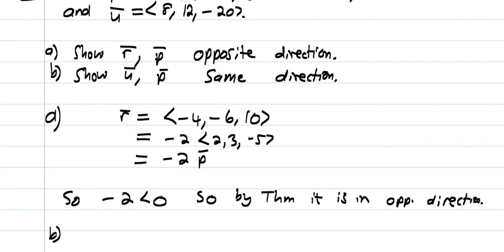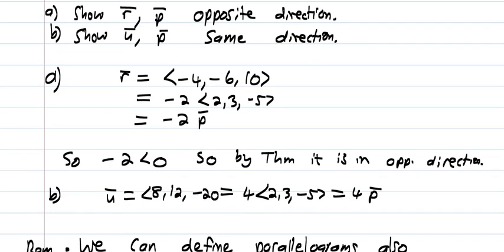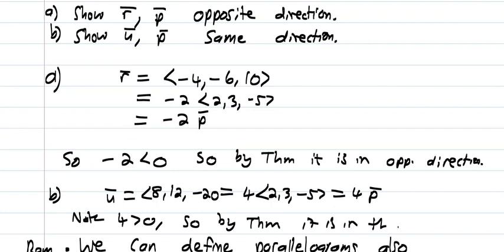So quickly have a look at B. Look at vectors U and P, show that they are in the same direction. Well, let's look at U. U is the vector (8, 12, -20). That is 4 times the vector (2, 3, -5). So it's 4 times P. So now we can say, note, the scalar 4 is positive, so by theorem, it is in the same direction. All right, so very easy calculation.